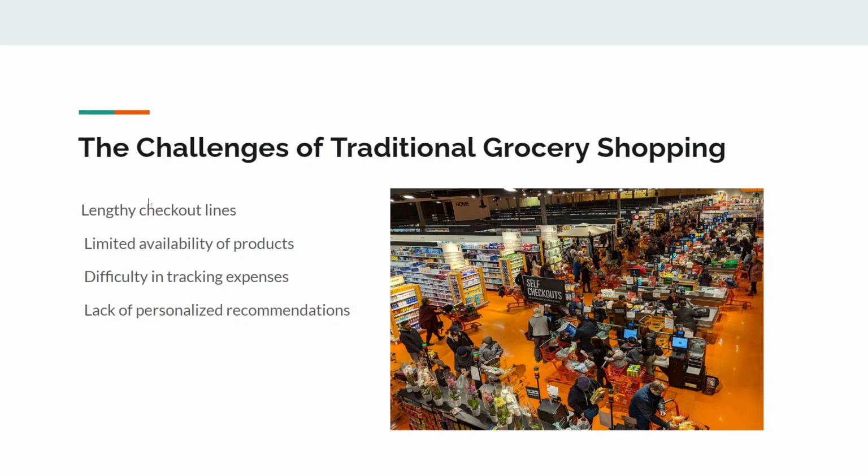If you are going to provide a solution with any application, first of all we need to know the challenges our customers face in the market, the troubles they are dealing with. The challenges that traditional grocery shopping has are lengthy checkout lines, limited availability of products, difficulty in tracking expenses, and lack of personalized recommendations. In this idea we are going to solve these problems. So let's move to the next slide.